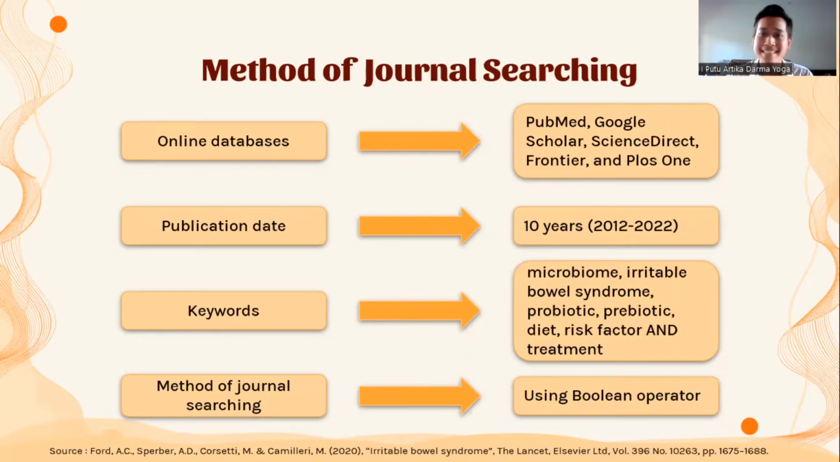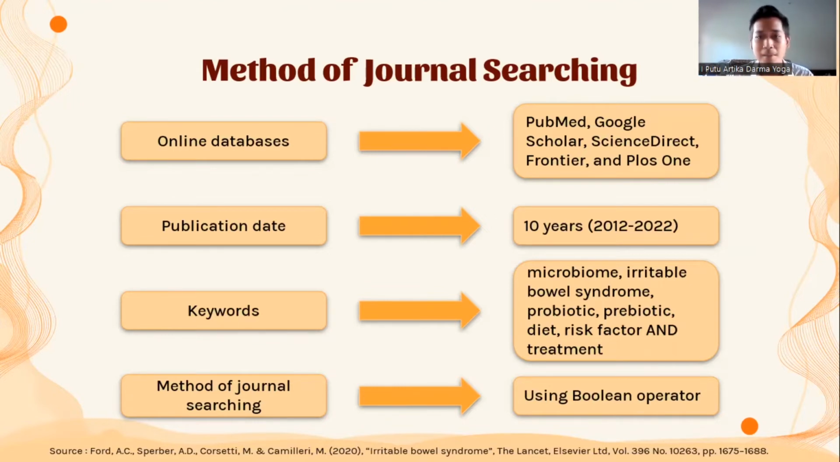This paper uses a literature review method, in which the medical literature is sought from PubMed, Google Scholar, ScienceDirect, Frontiers, and PLOS ONE during the past 10 years, from 2012 to 2022. The search keywords used were microbiome or gut microbiome, irritable bowel syndrome or IBS, probiotic, prebiotic, diet, risk factor, and treatment or therapy or management.